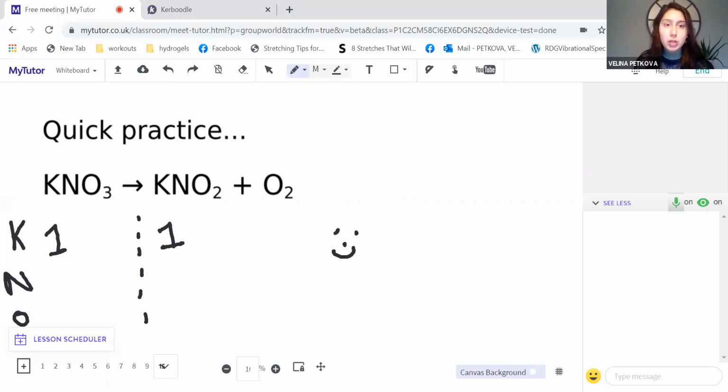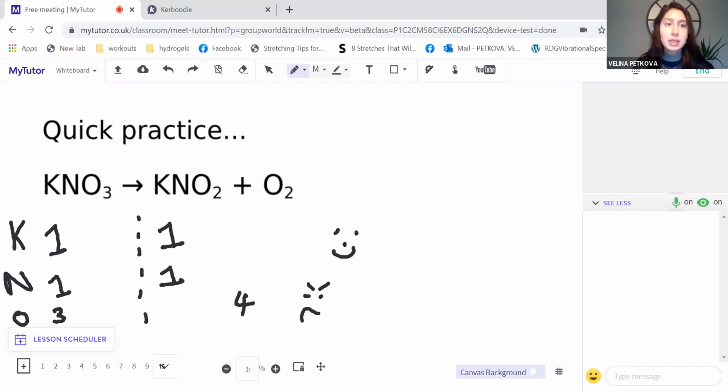Okay, what about nitrogens? On the left, we have, yeah, good. We have 1. And on the right, we also have 1. Okay, so they're happy too. However, what about our oxygen? So on the left we have 3, and on the right we have 4. Okay, so these are not happy, angry.